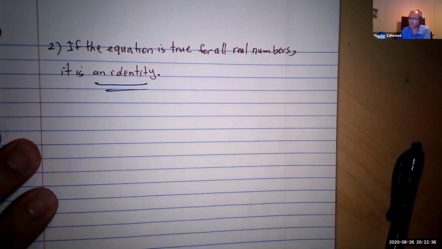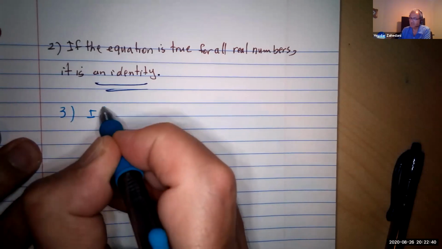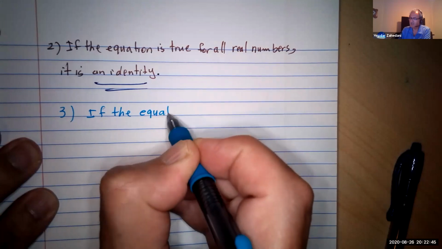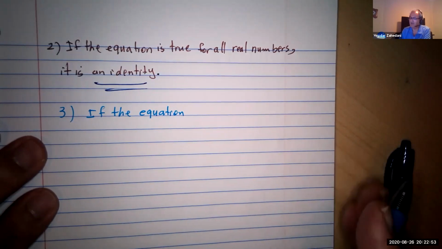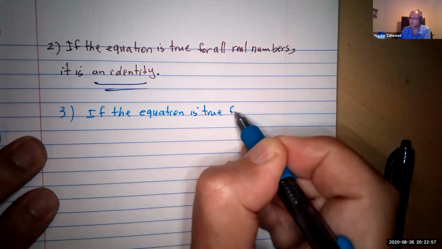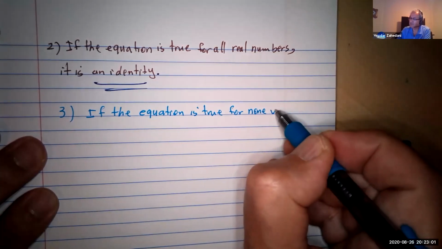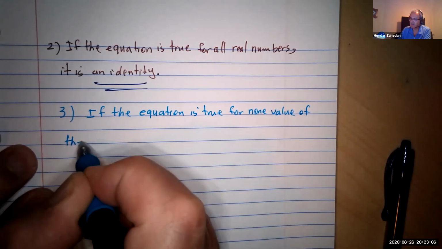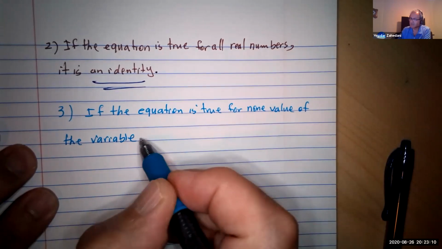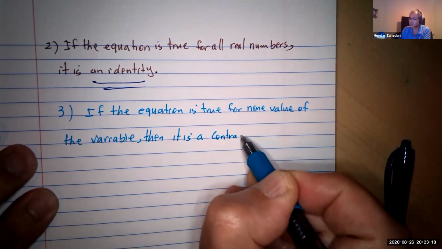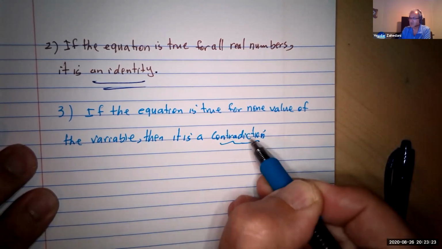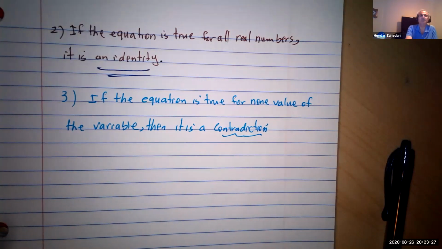And the last one, if you cannot solve it, if the equation has no solution, if it is not true for any value of the variable, then it is a contradiction. So the contradiction, no solution. If all the real numbers are going to be your solution, this is going to be identity. But if you get only one, this is going to be the conditional one.